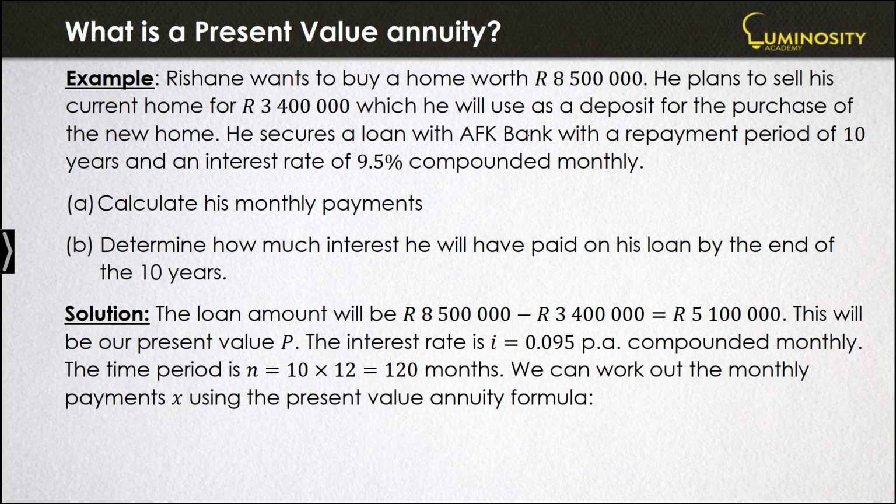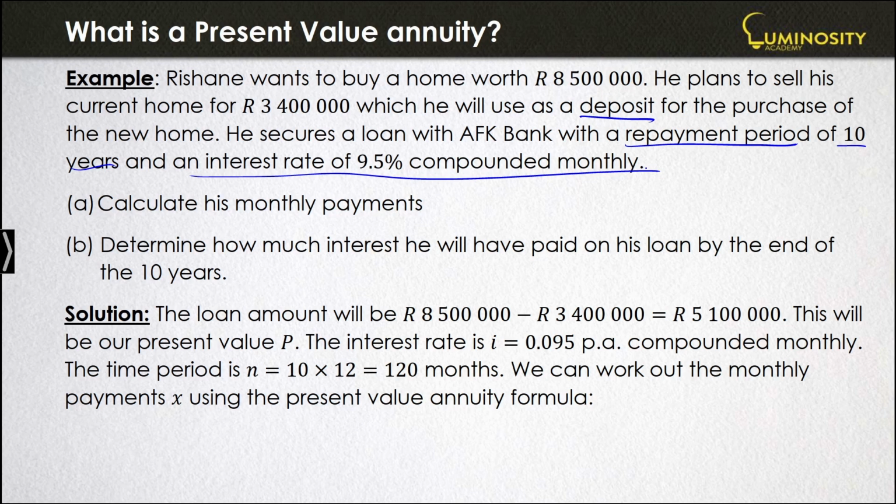So let's have a look at an example with a present value annuity. Shane wants to buy a home worth 8,500,000 Rand. He plans to sell his current home for 3.4 million Rand, which he will use as a deposit for the purchase of a new home. He secures a loan with AFK Bank, with a repayment period of 10 years and an interest rate of 9.5% compounded monthly. We want to calculate his monthly payments and determine how much interest he will have paid on his loan by the end of the 10 years.